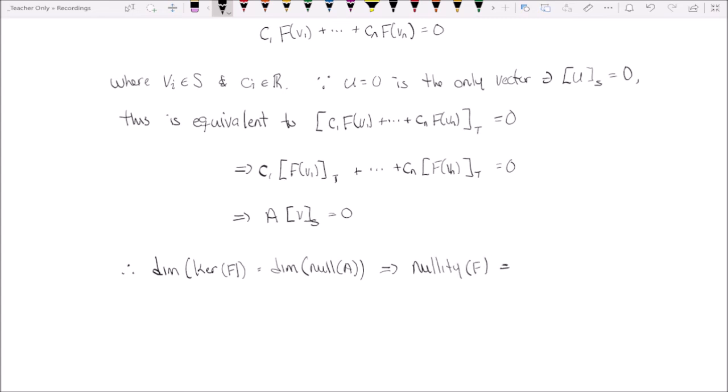So we have that the nullity of f is equal to, and the dimension of the null space of A is the nullity of A. So we have that the nullity of f is equal to the nullity of A.